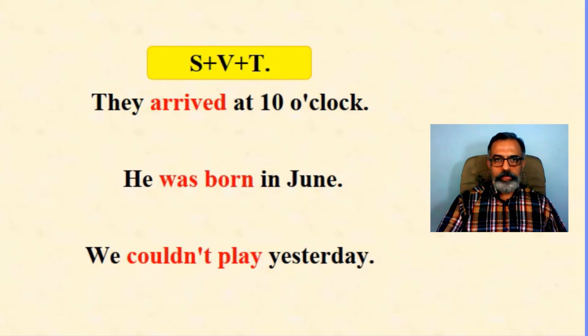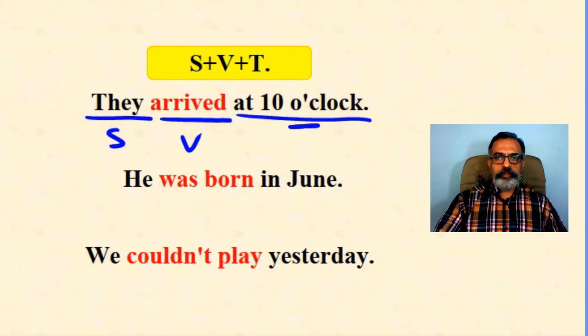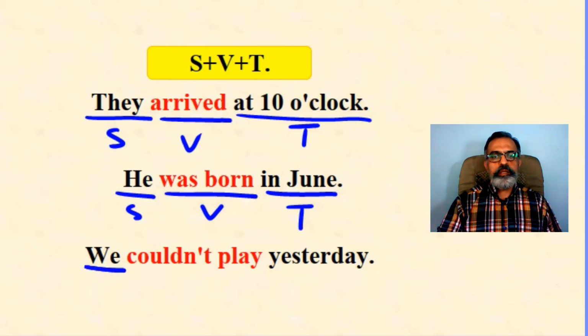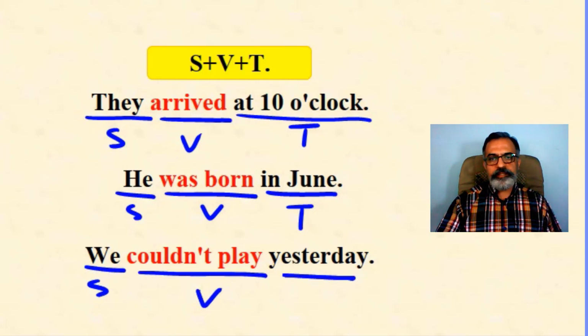Subject, verb, time. They, as a subject, arrived, verb, at 10 o'clock, time. He was born in June. He, subject, was born, verb, in June, time. Next sentence, we couldn't play yesterday. We, subject, couldn't play, verb, and yesterday, time.